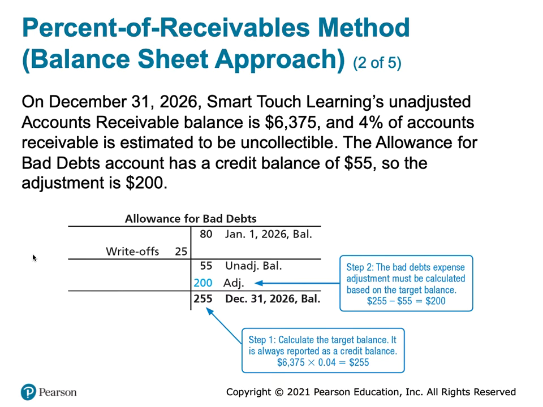We can see in this T account that our step 1 was to calculate $6,375 times 4%, which gives us a target balance of $255. Then we update the T account to put the balance of $255 and work backwards to determine what the adjusting entry needs to be. Because there was a $55 balance, we only need to adjust it, or credit it, by $200 to achieve the $255 balance.